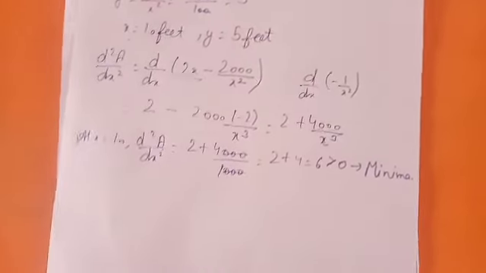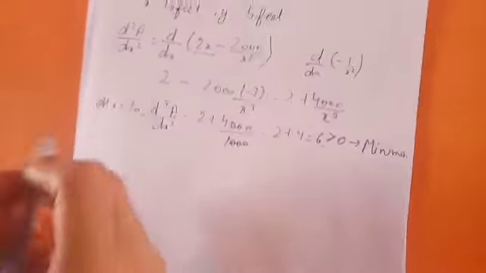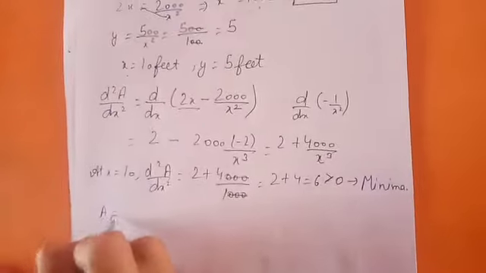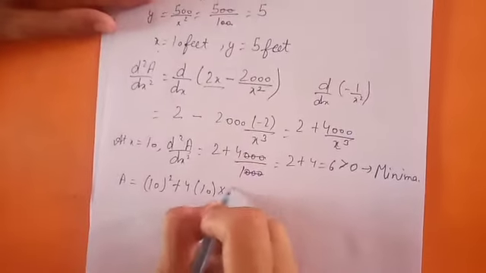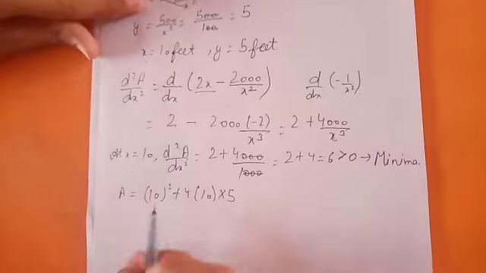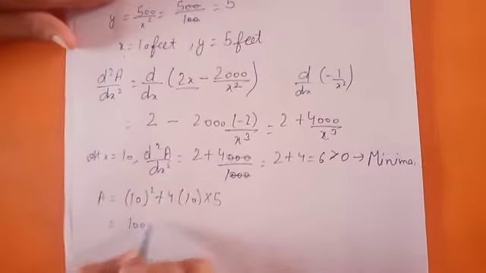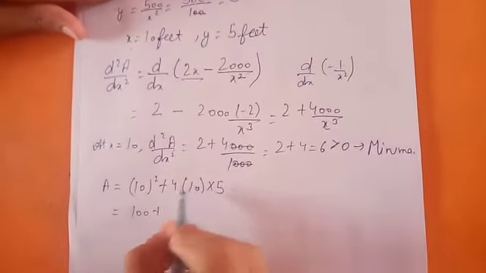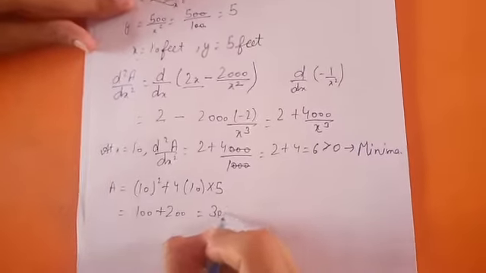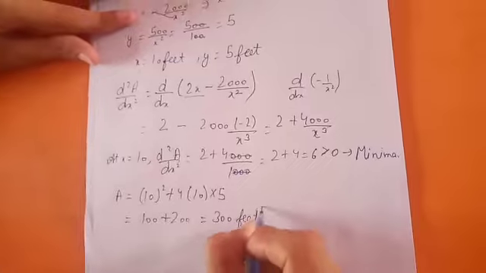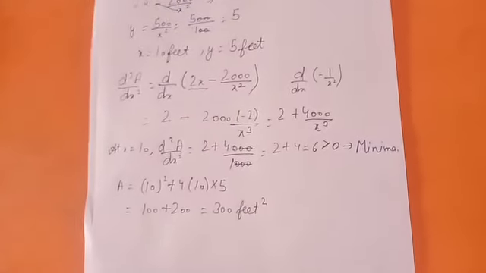Now, first of all, we find our total surface area. So the total area will be A equal to 10 square plus 4 into 10 into 5. It will be 100 plus 200. So it will be 300 feet square.